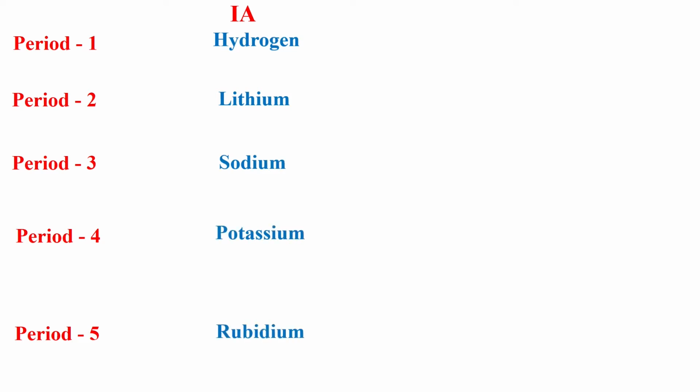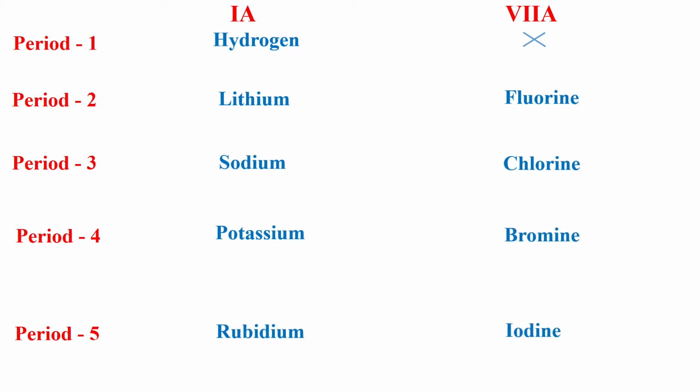Let's say this is group 1A. The first element is hydrogen, second is lithium, third is sodium, fourth is potassium, and fifth is rubidium. There are cesium and francium also, but we are not taking them. In the same way, in 7A, look, the first period is empty. In the second period we have fluorine, in the third period we have chlorine, and then bromine and iodine. There is astatine also, but we are not taking it.